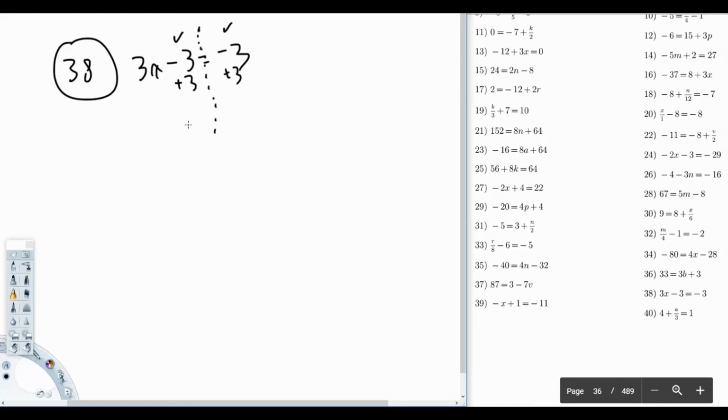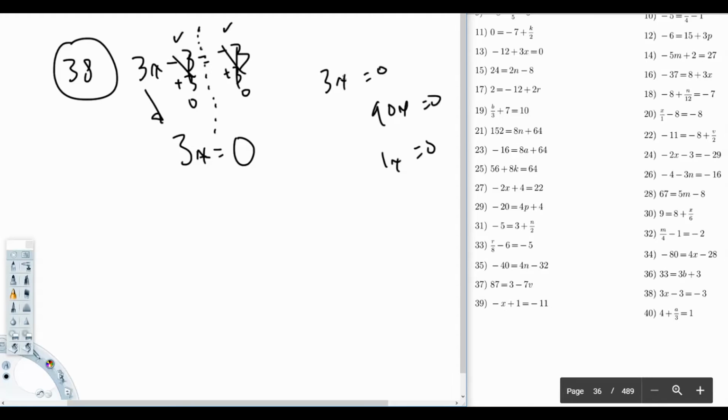And once again, the trickiness comes in. This becomes 0. This becomes 0. We're left with 3x equals 0. So if you want to think about it, what can you multiply something so that the product will always be 0, right? If I take 3x or 90x or 1x, if I want it to equal 0, anything multiplied by 0 is 0, right? So x becomes 0.